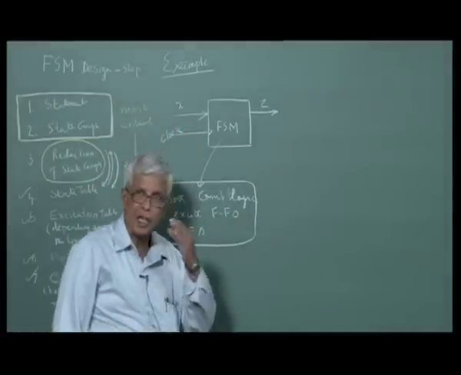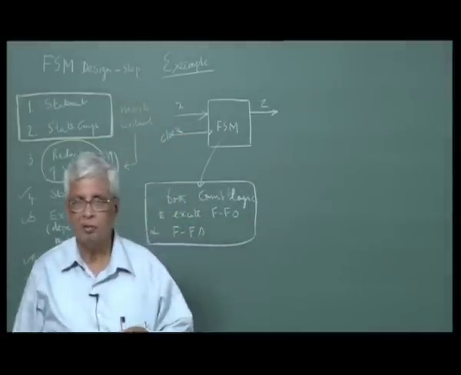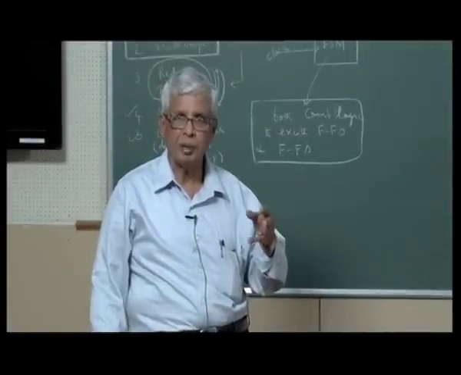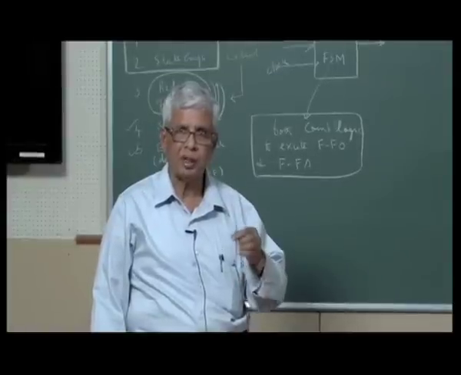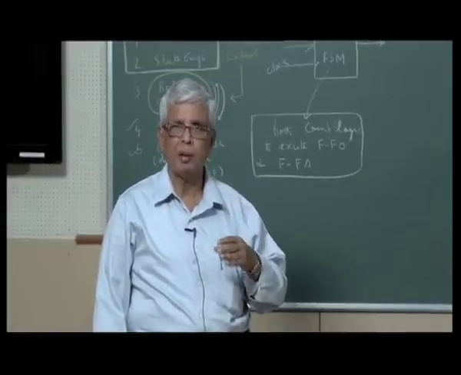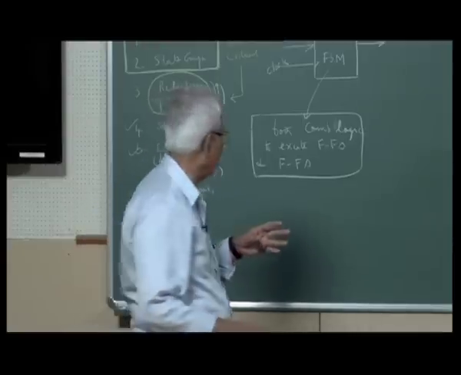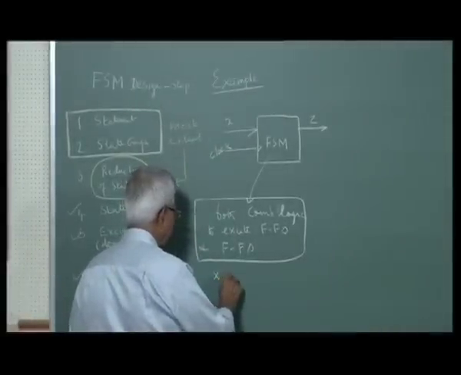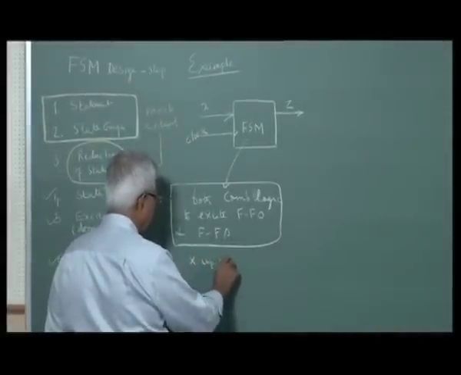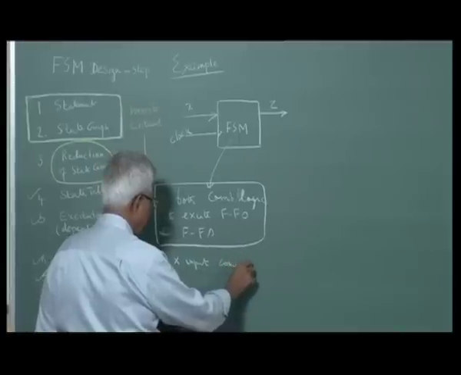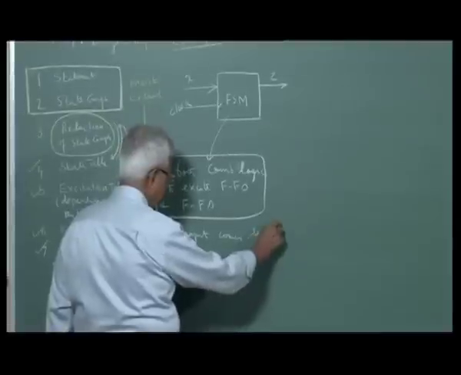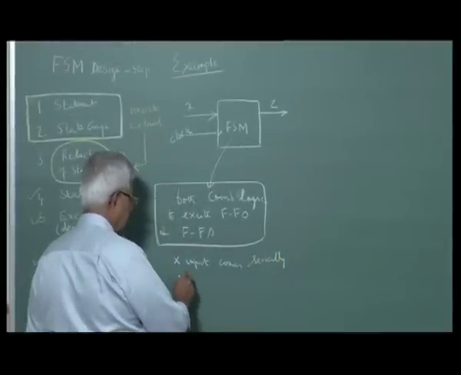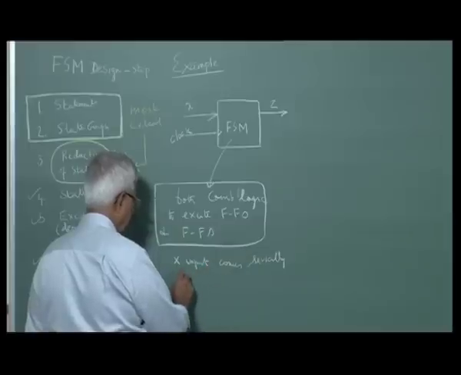First I will describe it in words. What is it supposed to be done by the FSM? What is the object of this FSM? What is the function of this FSM? That is called a problem statement. So what it is going to do is, there is an x input that comes serially along with clock.